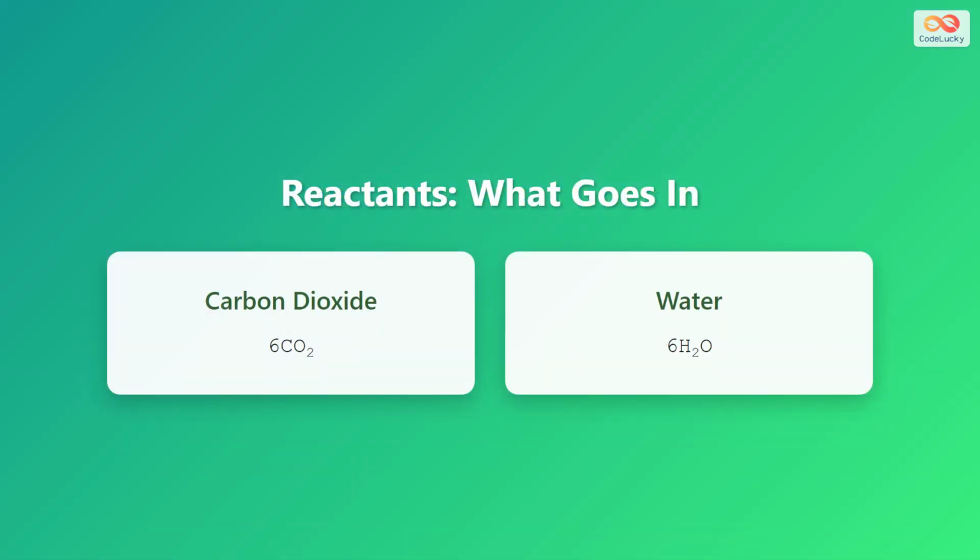Let's look at the reactants, which are the substances that go into the reaction. First, we have carbon dioxide, written as C₆H₁₂O₆. Plants absorb carbon dioxide from the air through tiny pores in their leaves called stomata. Second, we have water, written as C₆H₂O. Plants absorb water from the soil through their roots. These two simple substances are the raw materials that plants need to make their food.